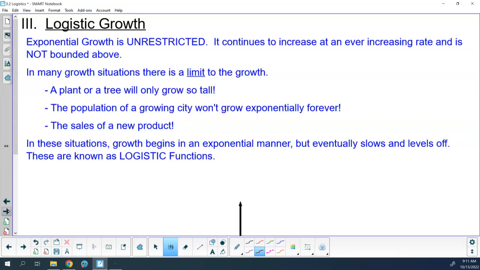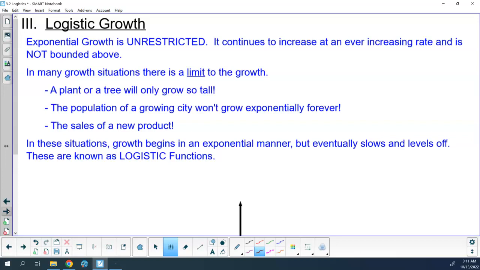So it's not bounded on the top, that exponential growth. That's why we can't always use it. In many situations, there's a limit to the growth. For instance, a plant or a tree will only grow so tall. Even the mighty redwoods in the redwood forest of California only grow so tall. Now, granted, the height of those redwoods is a heck of a lot bigger than these trees you're looking at outside the window here, but that still has a limit to growth.